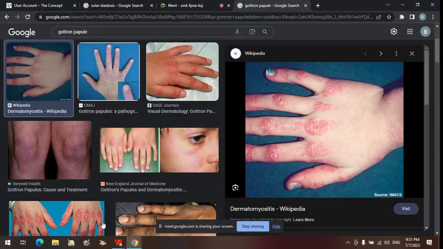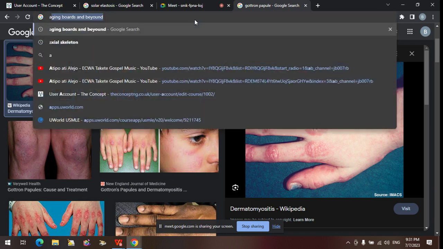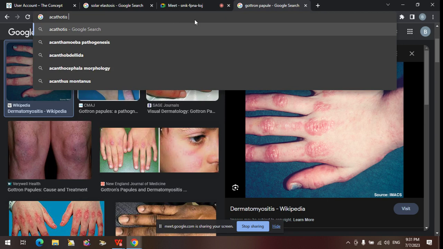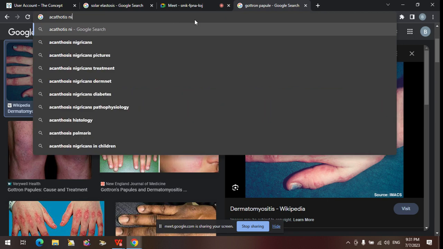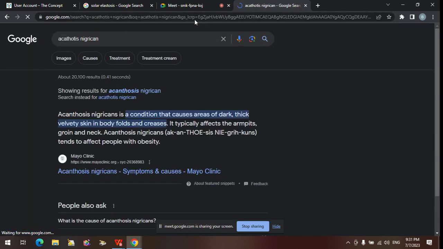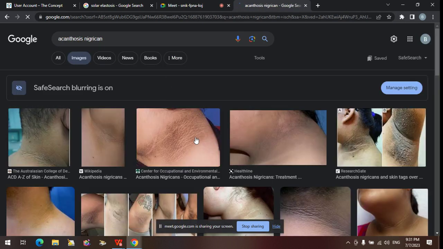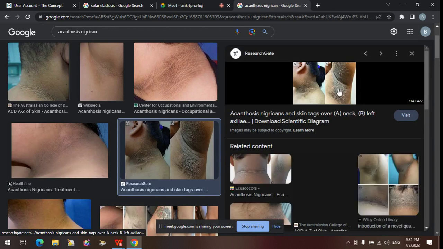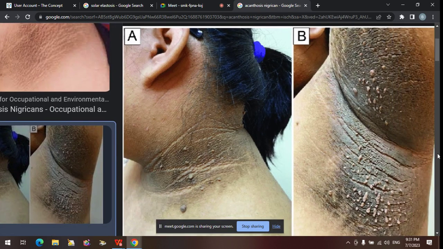Acanthosis nigricans. So they call them warty plaques. Yes, in the intertriginous area, like this, in the armpit. This is another one, and this is another one again here. So this hyperpigmentation here, that is acanthosis nigricans. Someone that has a GI malignancy typically develops this.